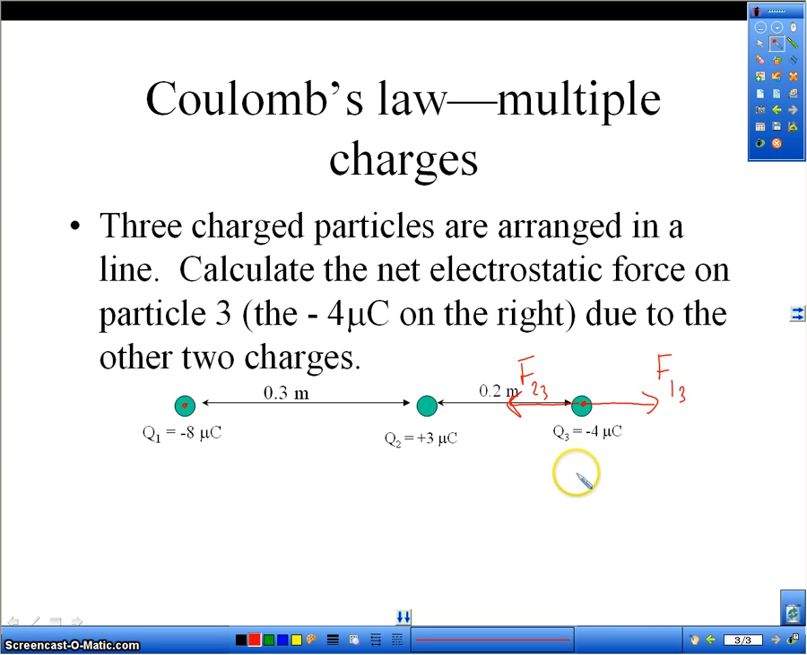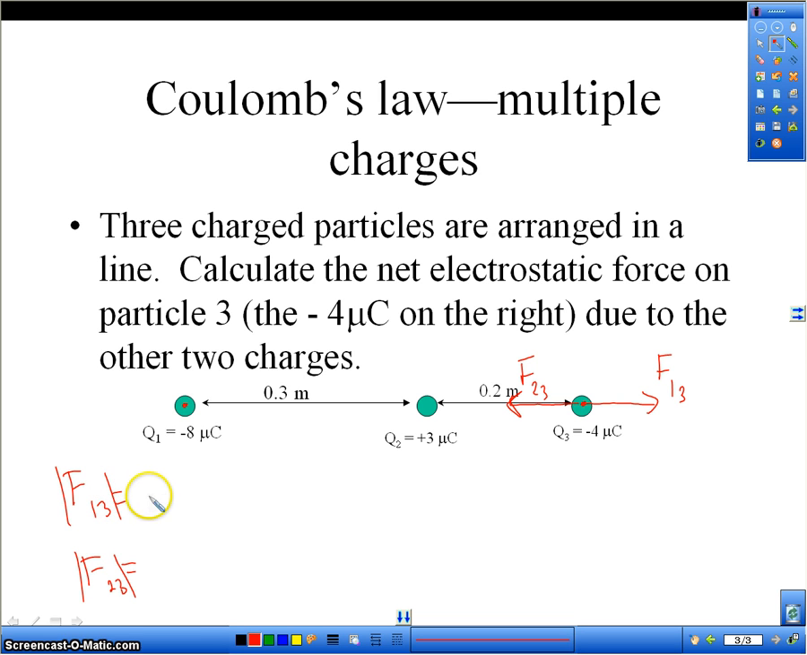So that's what we're going to do. We'll figure out the force of 1 on 3 and the force of 2 on 3, and then we will subtract the two numbers. Now, I'm going to just figure out the magnitudes of the forces. I'm not going to worry about the positives and negatives, because the positives and negatives purely mean attractive and repulsive. They are not corresponding to the directions of right and left. So I'm going to just figure out the absolute value of these forces.